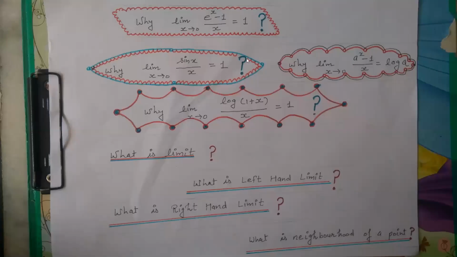Dear students, in this section we shall also discuss why limit x approaches 0, (e raised to power x minus 1) upon x is equal to 1. We shall discuss why limit x approaches 0, sin x upon x is equal to 1. Why limit x approaches 0, (a raised to power x minus 1) upon x is equal to log a. And why limit x approaches 0, log of (1 plus x) upon x is equal to 1.